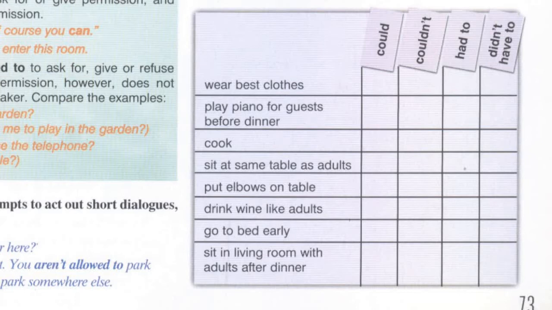Did you have to cook, Granny? No, we didn't have to cook because we had our own cook. Wow. Did you have to sit at a different table to the adults? No, we could sit at the same table as the adults, but we had to behave ourselves. We couldn't put our elbows on the table, and we couldn't drink wine like the adults. I wouldn't mind that. I don't like wine anyway. The best part was that we didn't have to go to bed early, and we could sit in the living room with the adults after dinner. But that's exactly what I don't want to do.